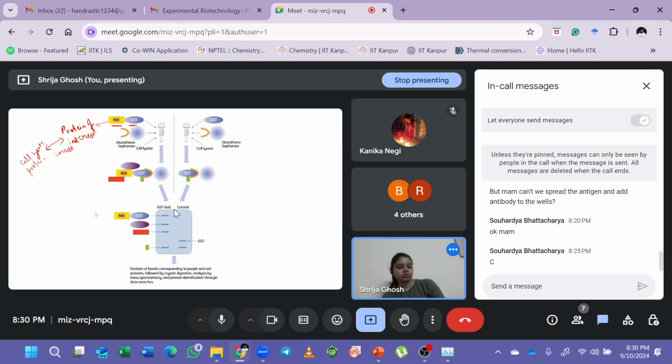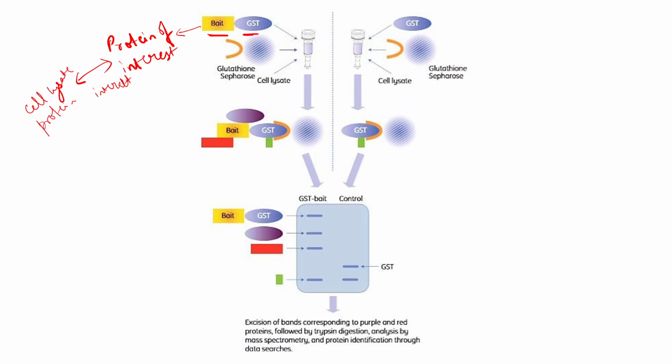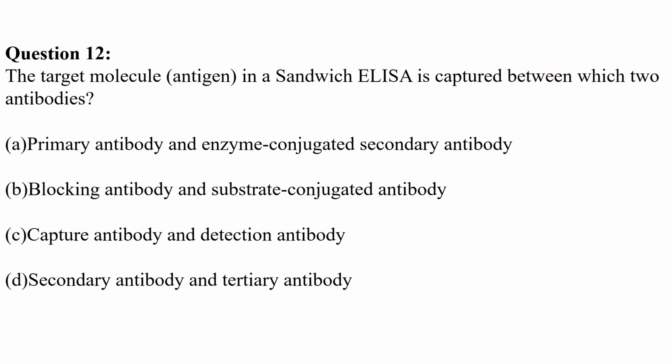Okay, I'm hoping that it's clear to everyone. So I'll move to the next question, question number 12. The target molecule, that is the antigen, in a sandwich ELISA is captured between which two antibodies? Option A, primary antibody and the enzyme conjugated secondary antibody. Option B, blocking antibody and the substrate conjugated antibody. Option C, capture antibody and the detection antibody. And option D, secondary antibody and the tertiary antibody.